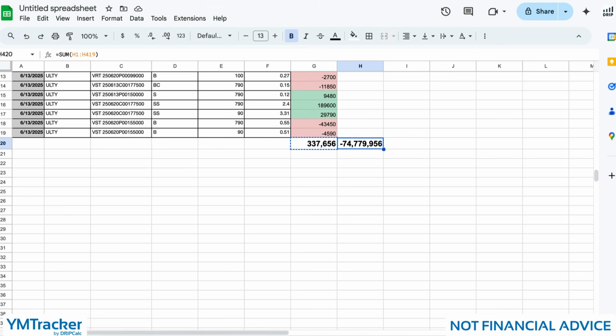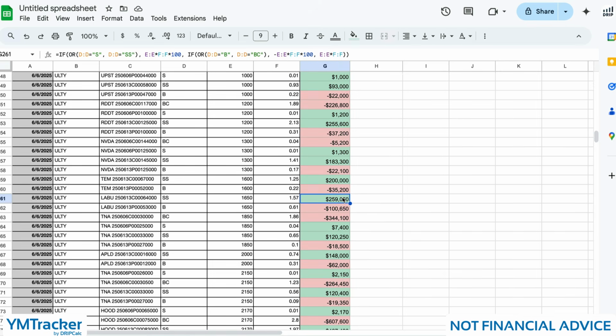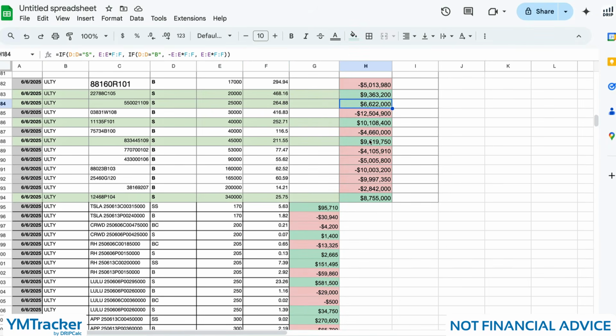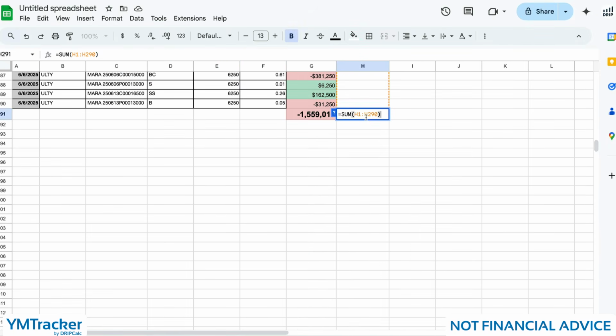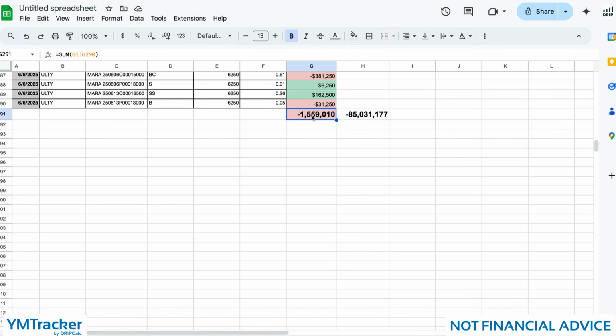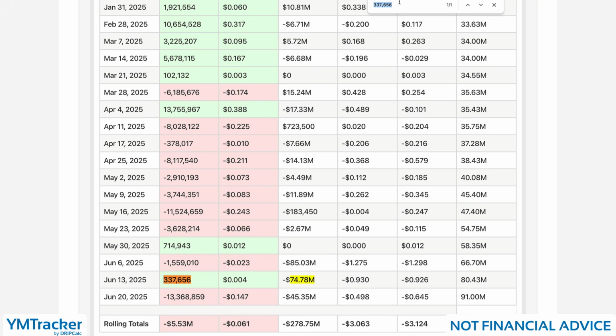And next we will do the June 6th. Same story. We calculate the options and we calculate the stock trades. And this is not a typed in number. This is formula based. So minus $1,559,010. We copy this and we go here and we paste it. Guys, I do this slow so there's no confusion, so that people don't say, oh, you faked it, or you did this, or you did that.